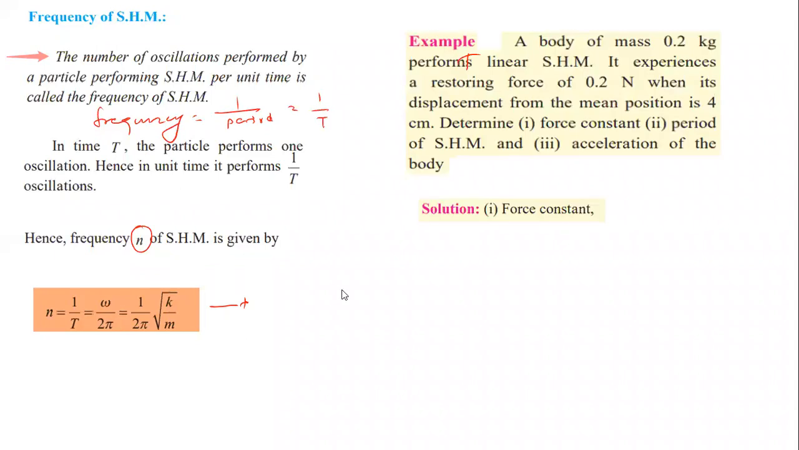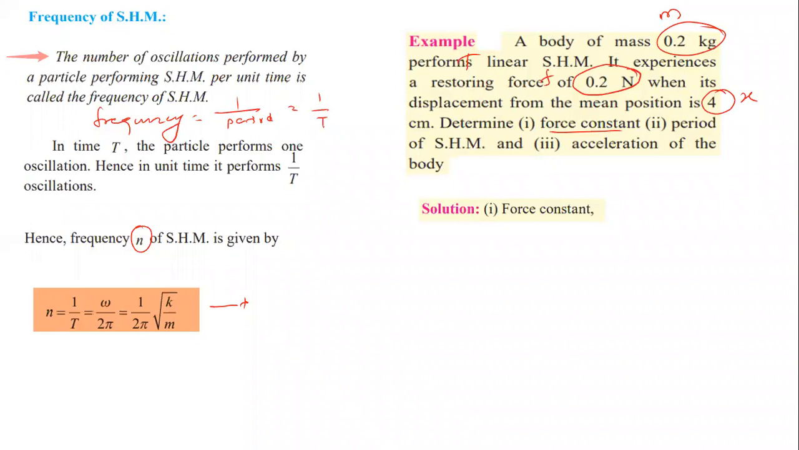Now after that we have to learn one problem based on this article. See here, a body of mass 0.2 kg performs linear SHM. It experiences a restoring force of 0.2 Newton when its displacement from the mean position is 4 cm. So this is the restoring force, and the displacement from the mean position is 4 cm, this is the x displacement.